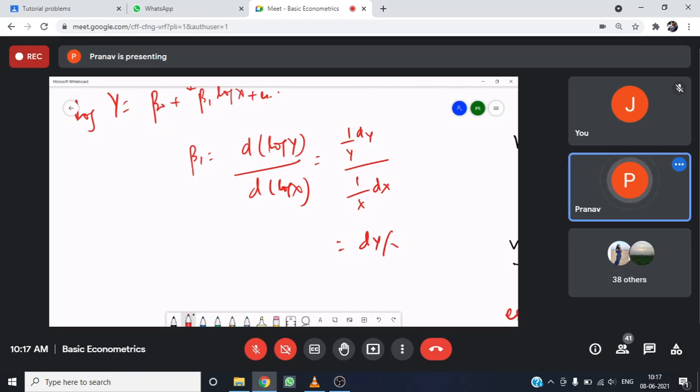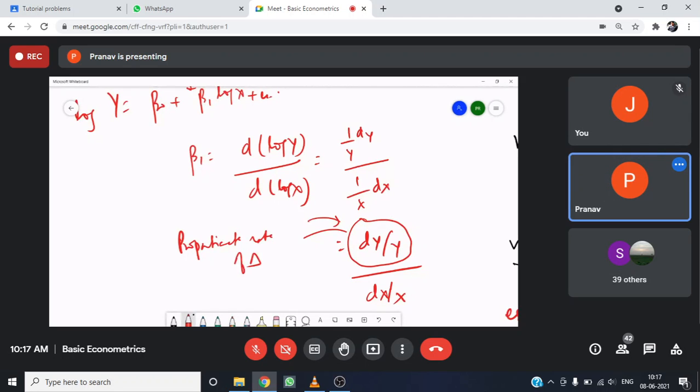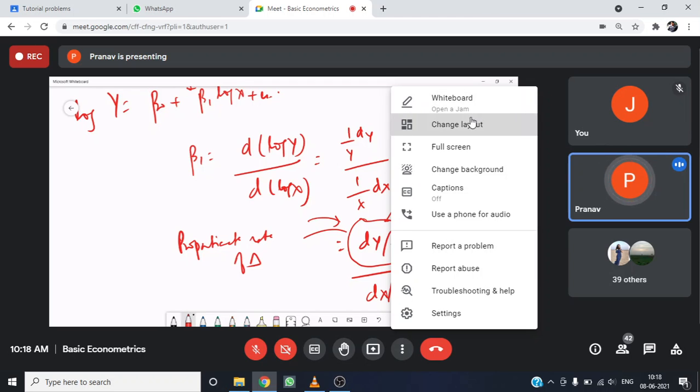If you manipulate this algebraically, what you notice is that taking the first differential of log gives you the proportionate rate of change. You see, what is dy upon y? This is the original variable, and this dy is nothing but y2 minus y1. That is, change in y upon y. That's why when you have logarithm, it gives you the proportionate rate of change.